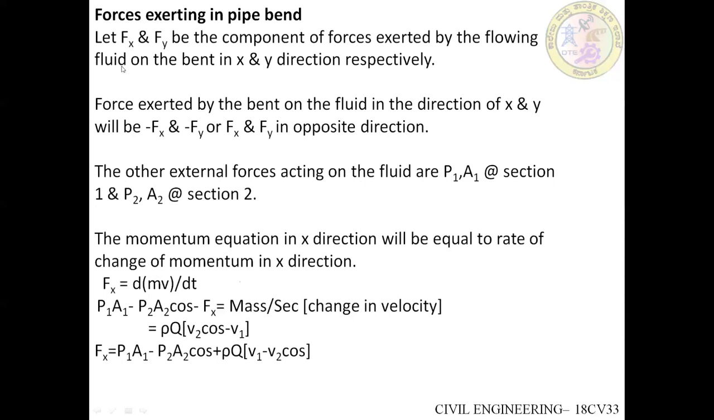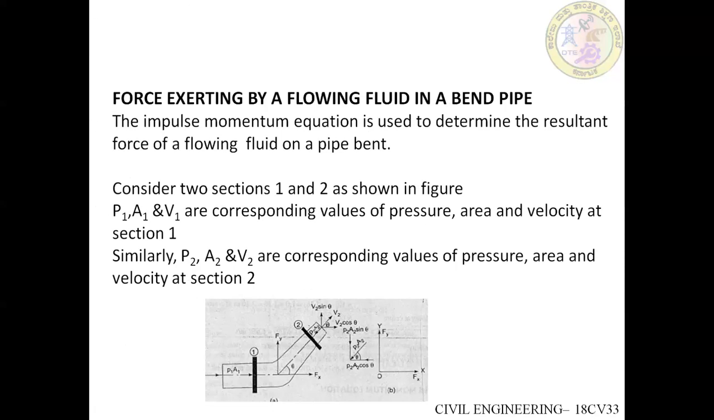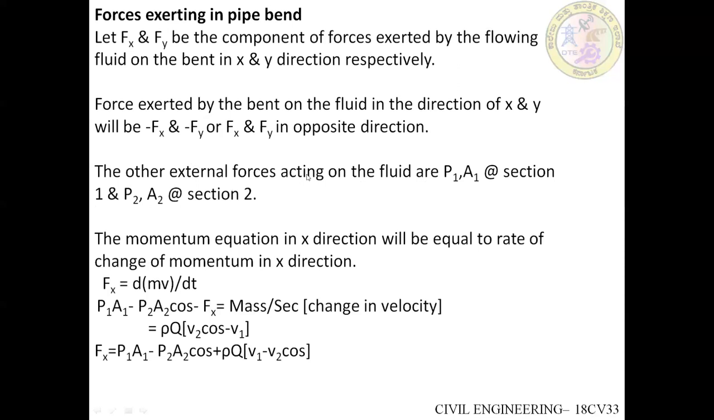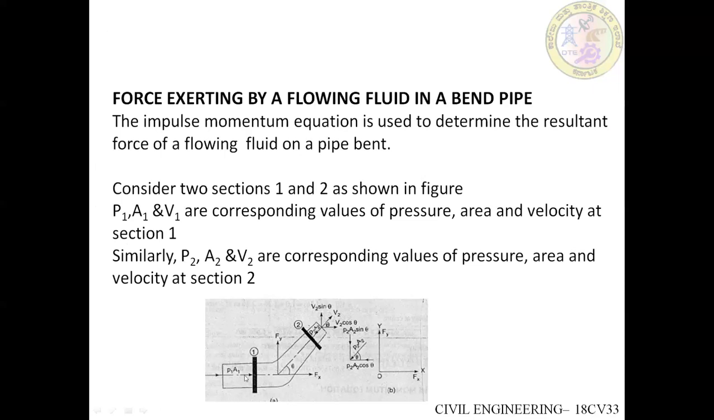Let Fx and Fy be the component forces exerted by the flowing fluid on the bend in the x and y direction. Similarly, the force exerted by the bend on the fluid in the direction of x and y will be the same thing, Fx and Fy, but in the opposite direction. Hence, we are using the negative sign here. The other external forces acting on the fluid are P1 A1 at section 1, and P2 A2 at section 2.